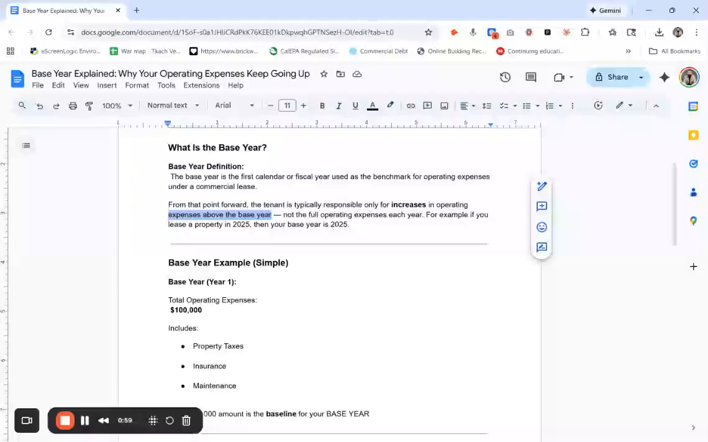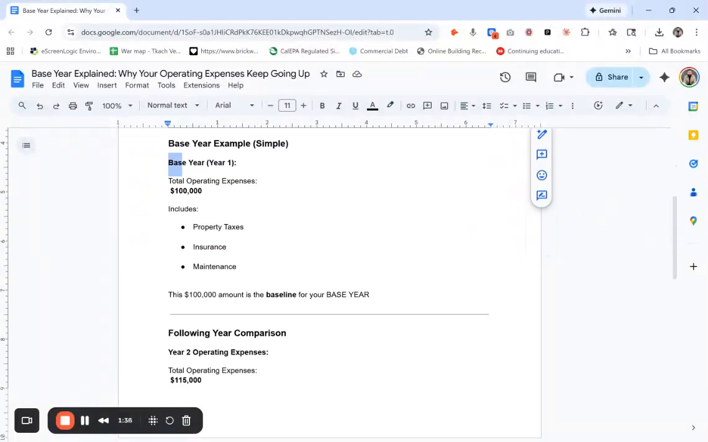Okay, so this is where the confusion happens. People don't understand what base year really means. In most commercial real estate leases, the base year is that first year. From that point forward, you are typically responsible for the increase in expenses above that year, not the full operating expenses, not anything else. Think of the base year as the beginning of your expense responsibility. Whatever expenses existed in that year are assumed to be billed into the rent.